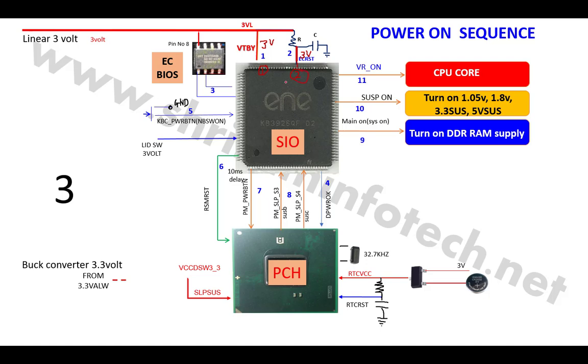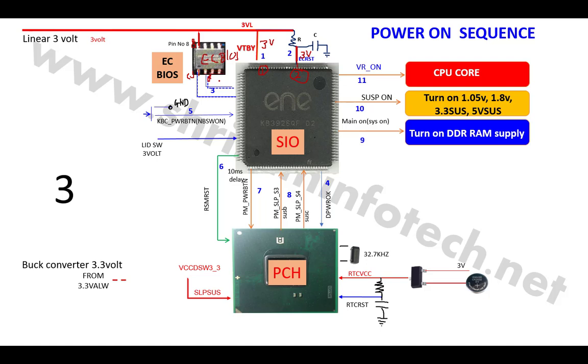If the EC bias is there, then the SIO starts communicating with the EC bias. Here is the EC bias. The EC bias is normally an 8 pin chip. Pin number 8 is the supply, pin number 1 is chip select, pin number 2 is read. The SIO starts communicating with the EC bias. If the EC bias is inside the SIO, that means after the 4th generation, as I already told you, the EC bias is merged into the SIO.